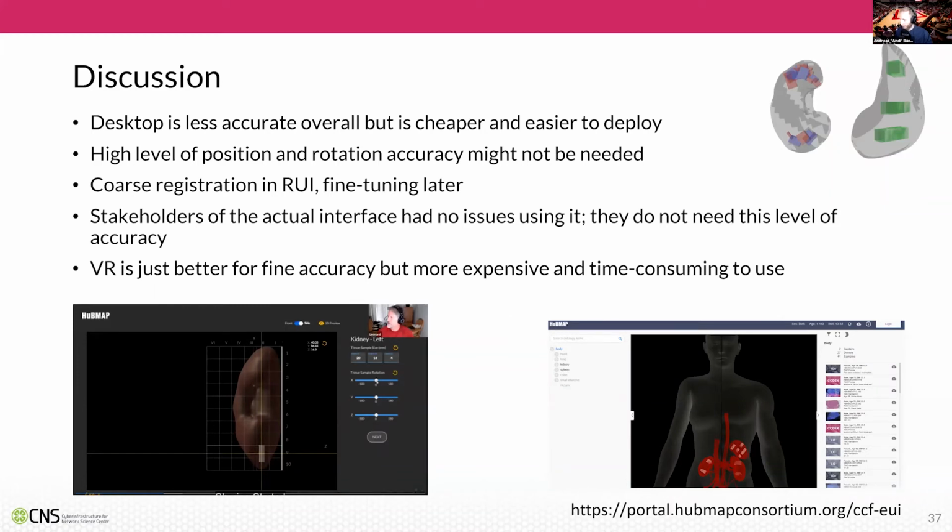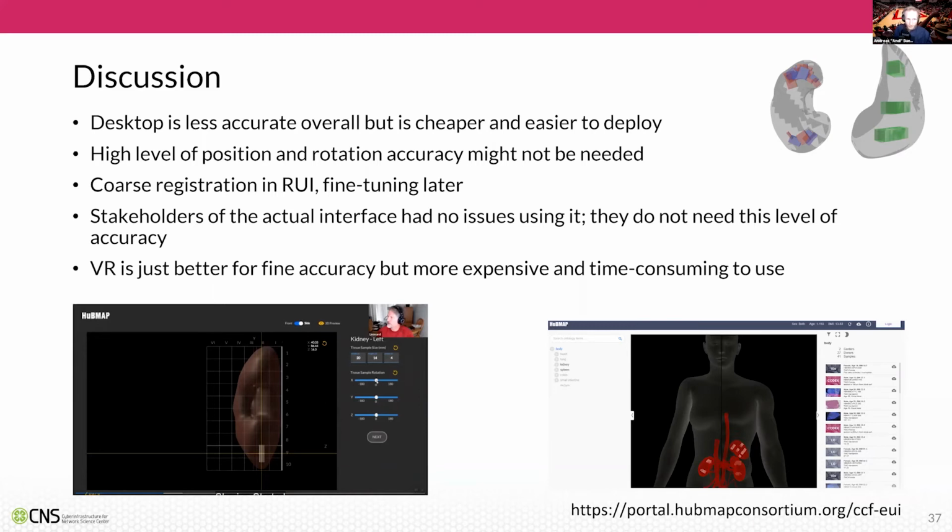Whereas we were testing for an extremely high level of accuracy, where we gave the user a precise target to match the tissue block to. Of course, the RUI in the real world also is used for fine registration, and fine tuning happens later in separate applications. For example, the R2 UI that our lab is also developing. Now, stakeholders of the actual interface so far had no issues using it at all. In fact, you see on the bottom left a screenshot of Leonard working with the team at Vanderbilt to actually register human tissue blocks for the kidney. And these stakeholders do not need this level of accuracy.